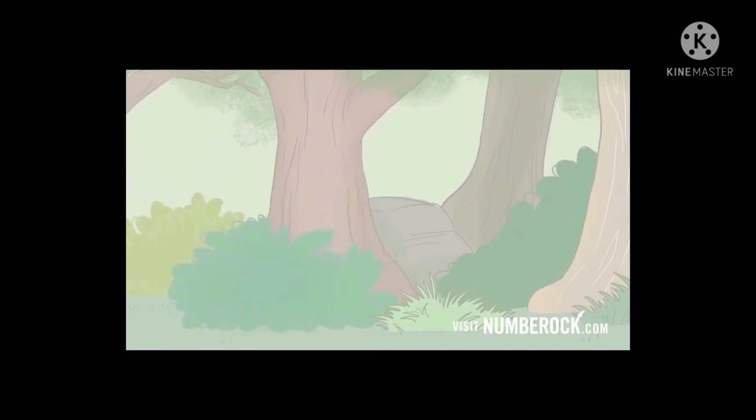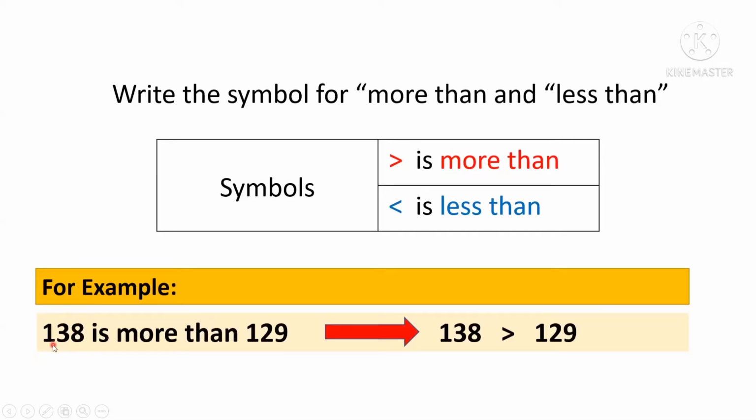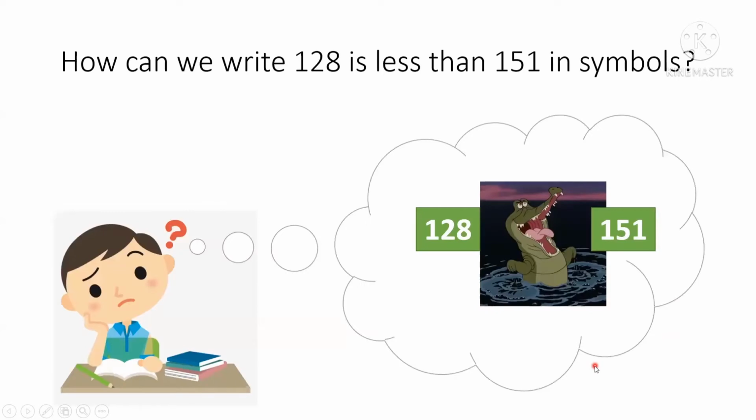Here, when we have to put these in symbols, 138 is more than 129. Let's put it in symbols. It will be 138 and greater than or more than symbol here, and 129. So 138 is greater than 129. This is how he will read it when we put it in the symbol as well.